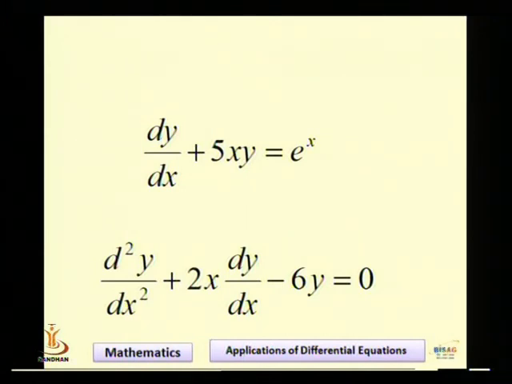For example, I have given two examples. dy by dx plus 5xy is equal to e raised to x. d square y by dx square plus 2x into dy by dx minus 6y is equal to 0. If you look at the first equation, it is a first order equation because the order of the derivative is 1. If you take the second equation, the highest order of the derivative is 2, so it is a second order equation.